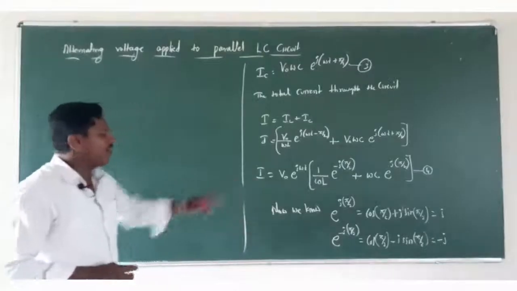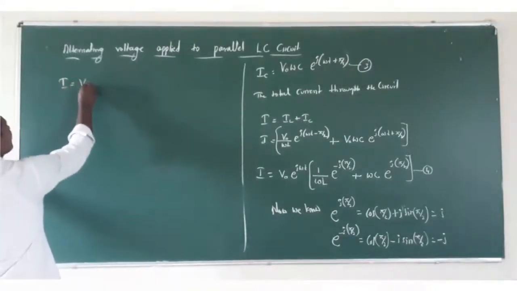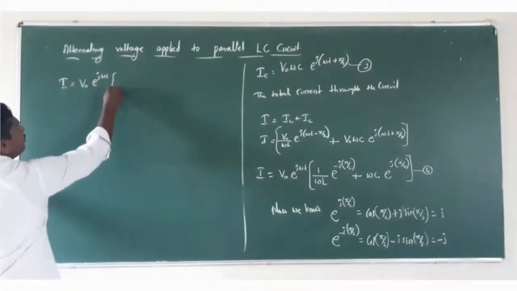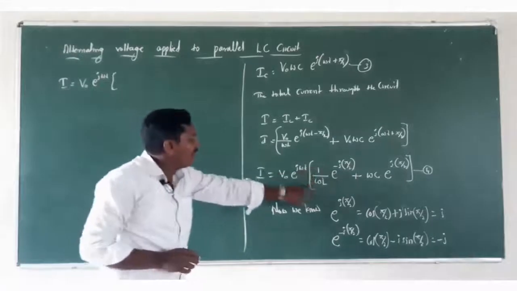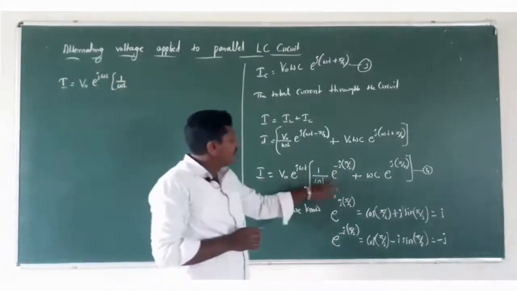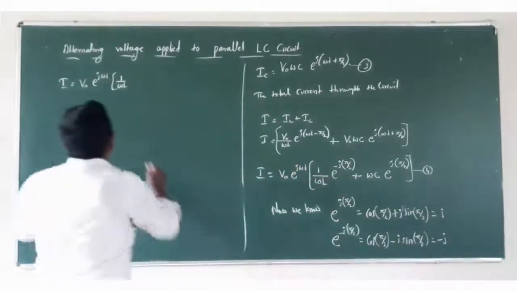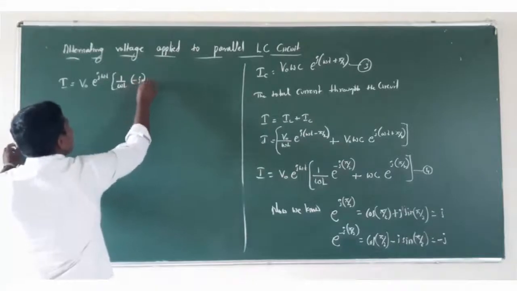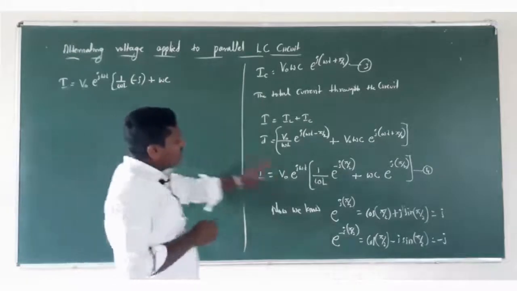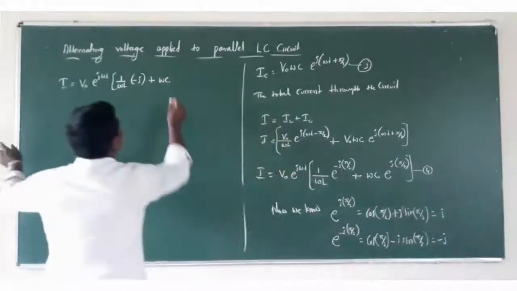Now, equation 4 can be written as I is equal to V naught e raised to j omega t into 1 divided by omega L, with e raised to minus j pi by 2 replaced by minus j, plus omega C with e raised to plus j pi by 2 replaced by plus j.